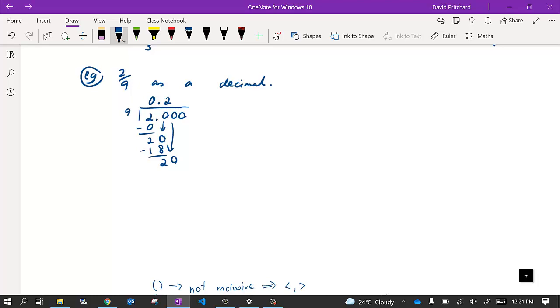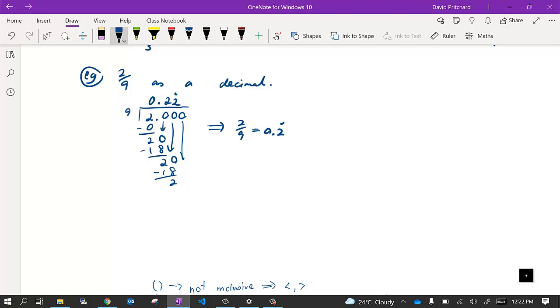We can bring down the 0, and we can already see what our pattern's going to be. 20 divided by 9 is 2, subtract 18, we've got 2 remaining, and so on. So that tells us that we've got 0.2 recurring. So 2/9 is equal to 0.2 recurring.